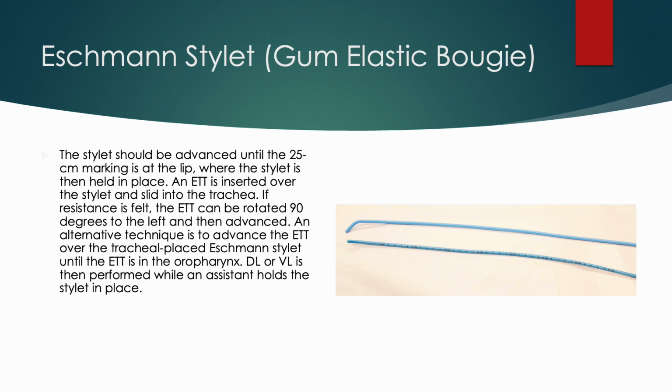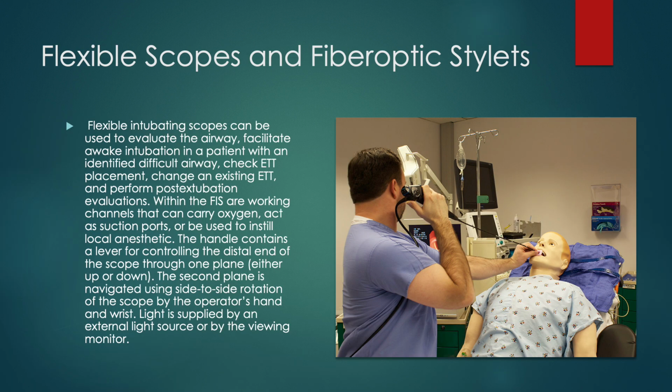You can use a bougie and just use a video scope. You can use a video scope and a bronchoscope together. If you're having a hard time passing your bronchoscope, you can put a video scope in the mouth and then pass your bronchoscope. Now, it can become a little crowded, but it works. Flexible scopes and fiber optic stylettes.